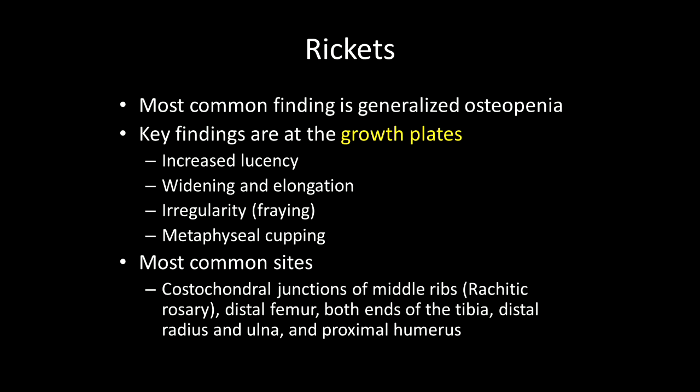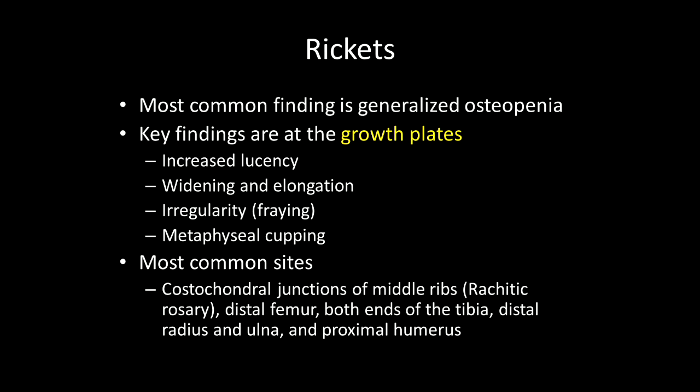What about rickets? Once again, with rickets, the most common finding is generalized osteopenia. But the key findings that are going to allow you to make the diagnosis are located at the growth plates. The growth plates can be increased in lucency, they can be widened or elongated, they can be irregular or frayed, as I already showed in an earlier case, and if progressed for a long time, they can result in a cupped appearance of the metaphysis.